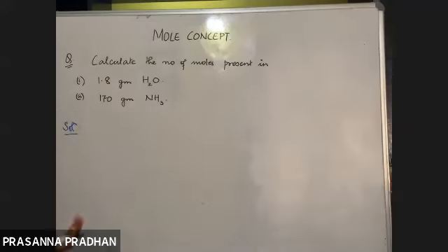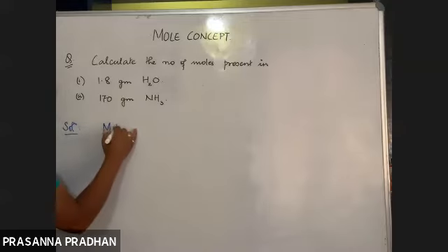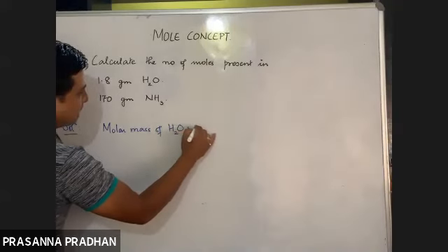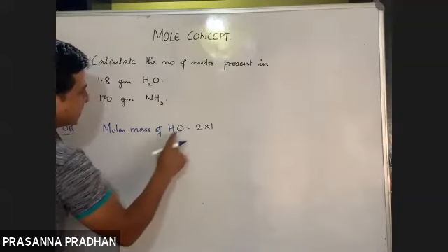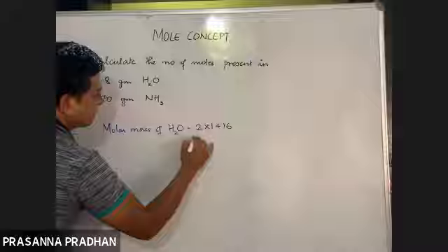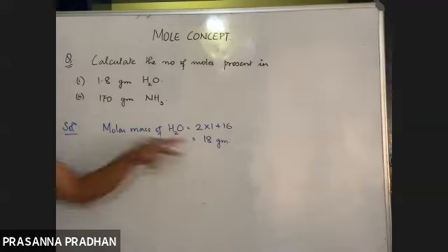You are supposed to calculate the number of moles in 1.8 gram of water. And I know 1 mole of water is equivalent to its molar mass. So first let us calculate the molar mass of water. Twice into 1, the atomic mass of hydrogen is 1, plus the atomic mass of oxygen, which is 16. So this is equal to 18 grams. The molecular weight of water is 18 grams.